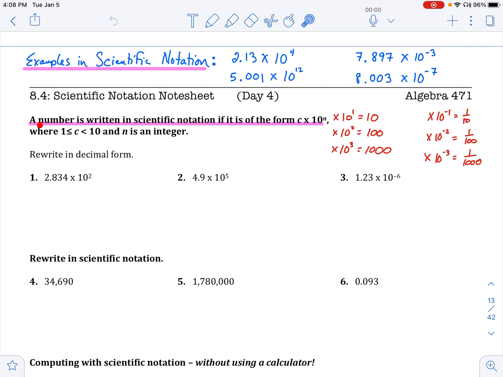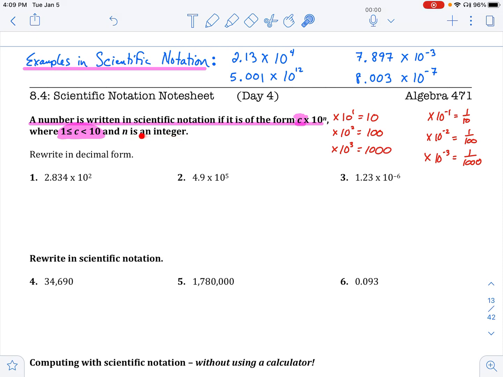I want to emphasize right here that a scientific notation, I'm going to highlight it as we go, is a number written in the form of c times 10 to the nth power. What I want to emphasize here is this c. This c is defined as having to be a number between 1 and 10. That means it could be equal to 1, but has to be less than 10. So we're allowed to have one digit left of the decimal place. We'll go through some examples in a second.